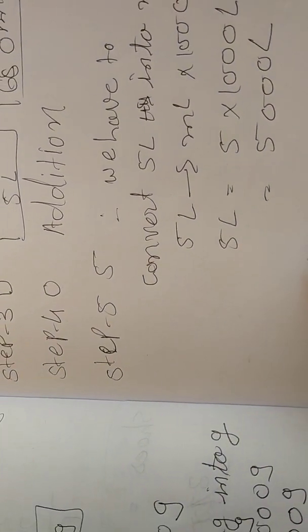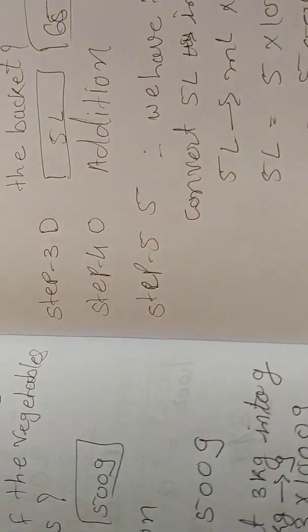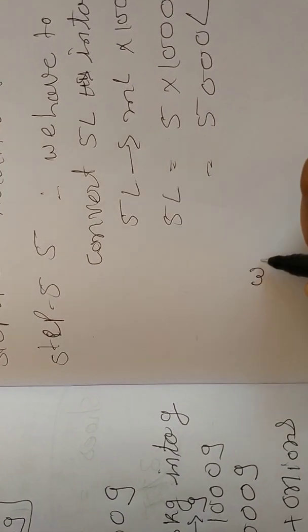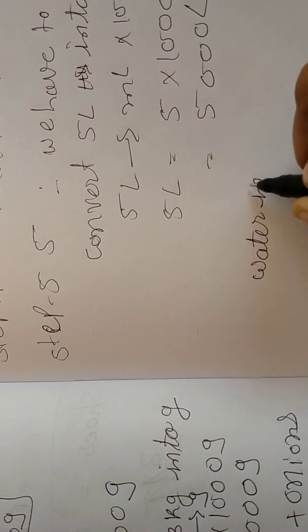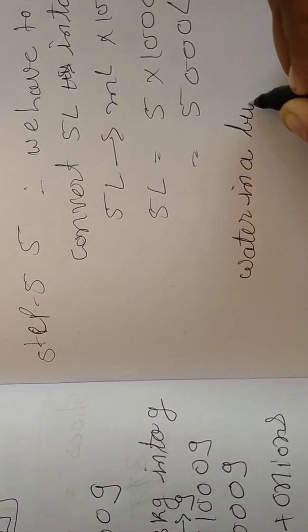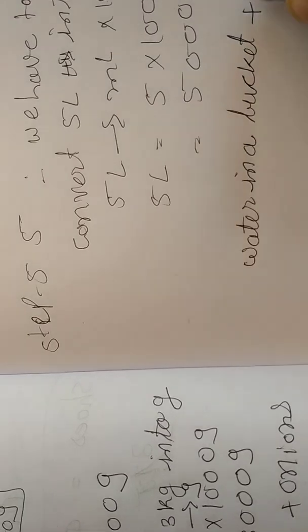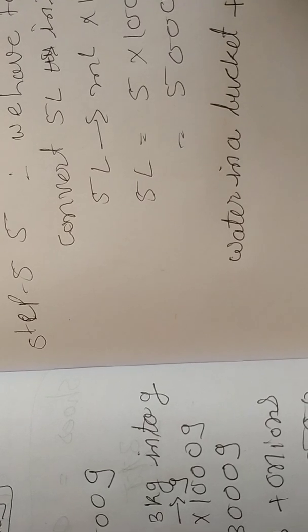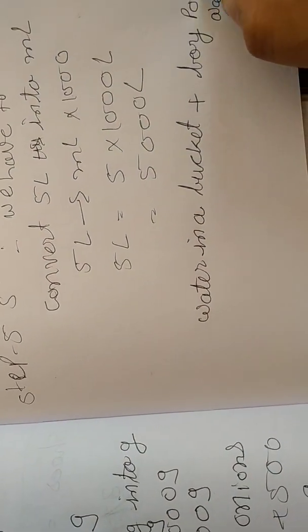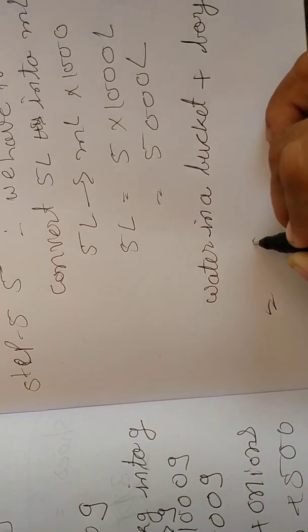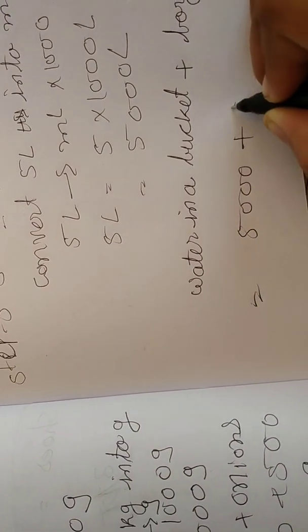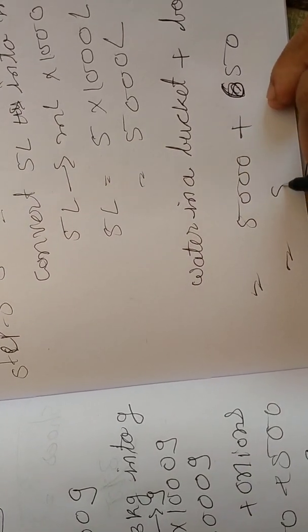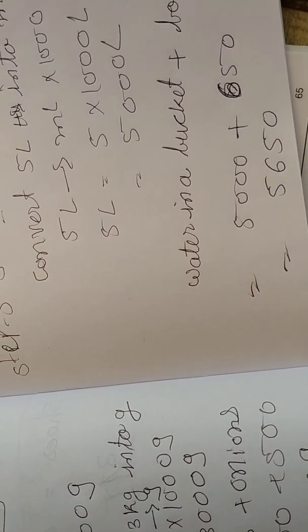Then here we have to write: water in bucket plus boy pours water is equal to 5000 plus 615. Answer is 5615. This is the answer.